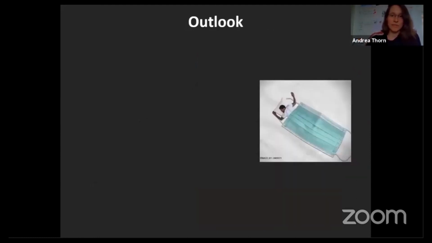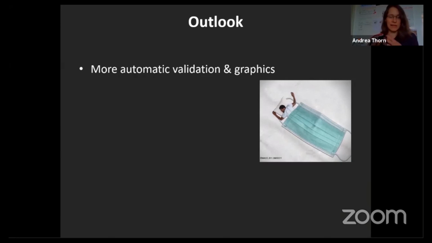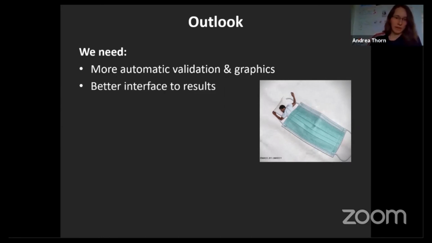Now, what's the outlook of this? We would like more automatic validation and graphics. I think we're not at capacity for what we could do in terms of automatic validation. However, we are at capacity with personnel right now. We are looking to have a better interface from the homepage to the results. So a 3D view of the molecules, for example, would be nice.